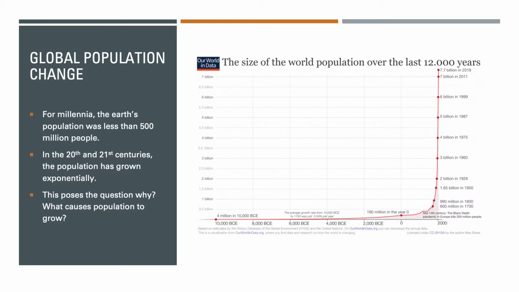So 990 million was reached in 1800, 1 billion shortly after then. And then you can see the population skyrockets. So all of a sudden, in the last 200 years, the population increases exponentially up until today's population, which is about 7.7 billion people. So we need to think about why. Why is it that population grows in this way? Why is it that for so long there were so few people, and then all of a sudden the population increases exponentially?